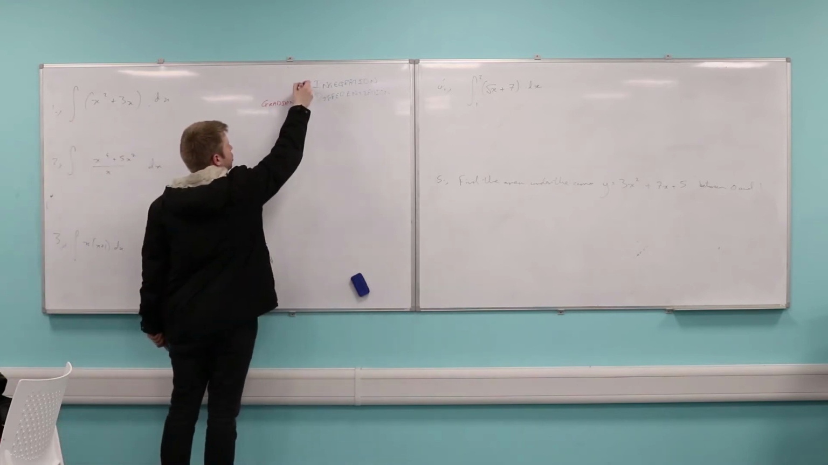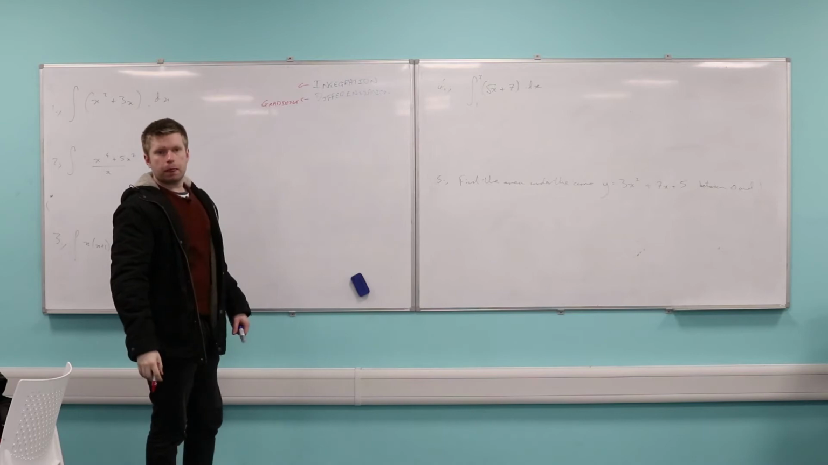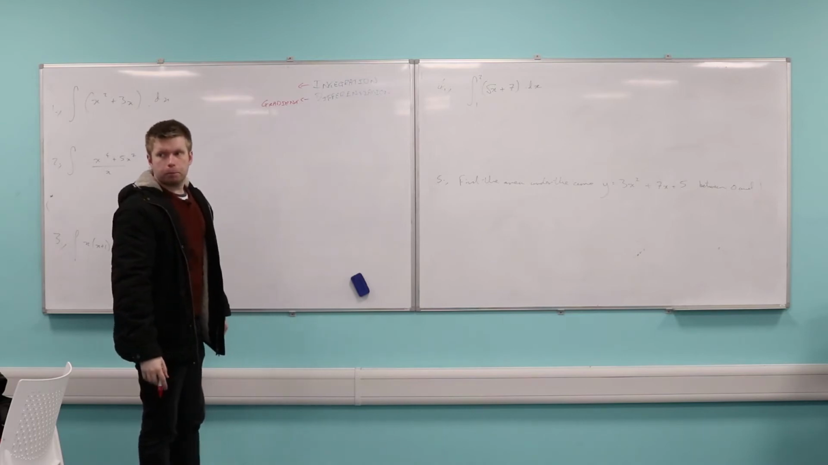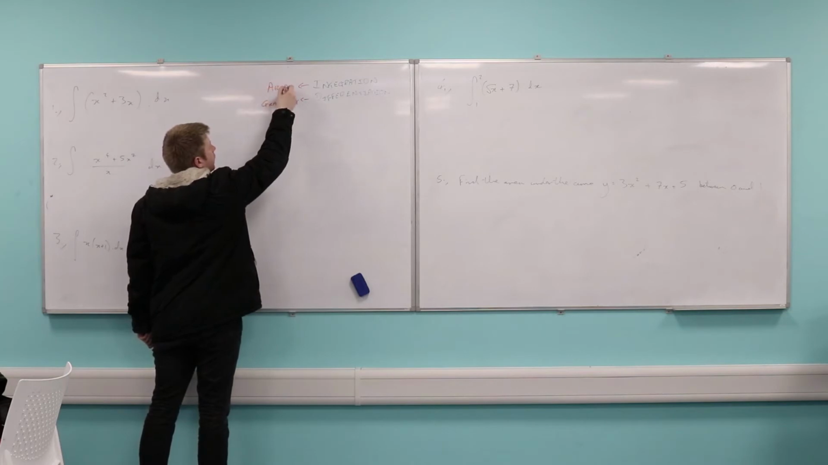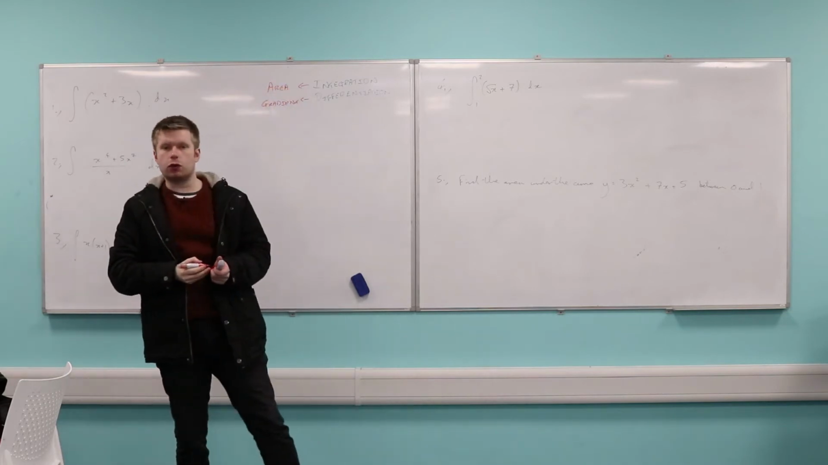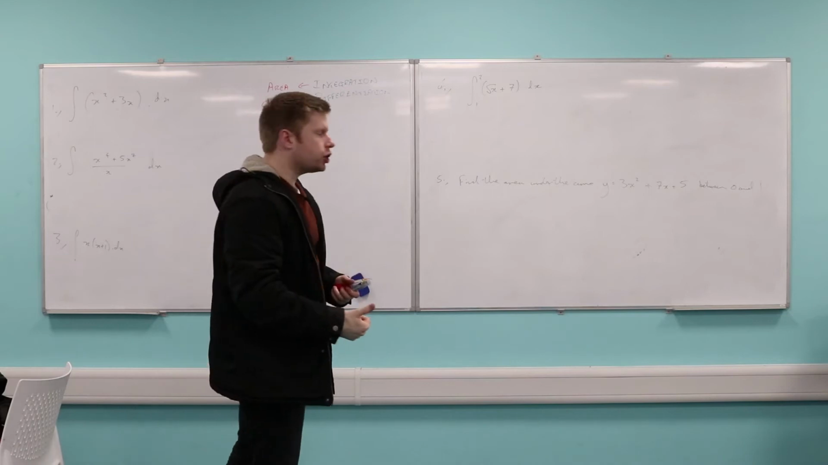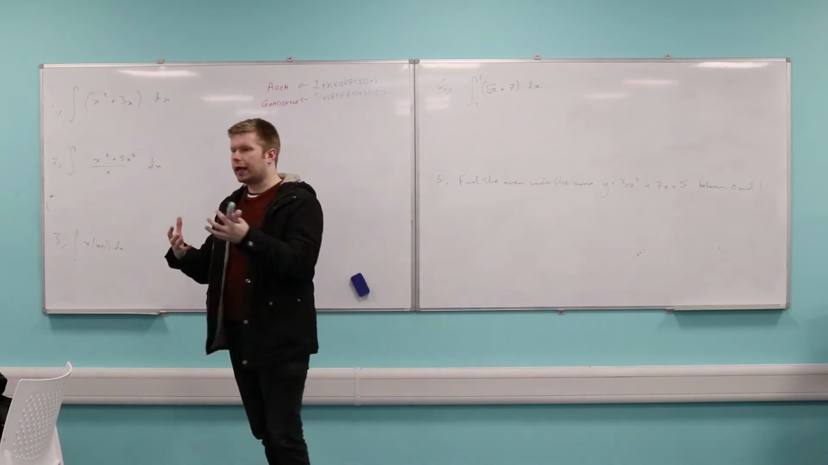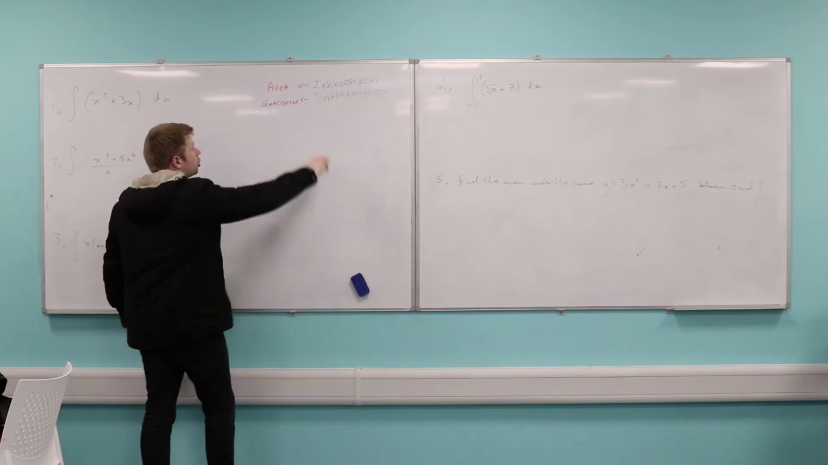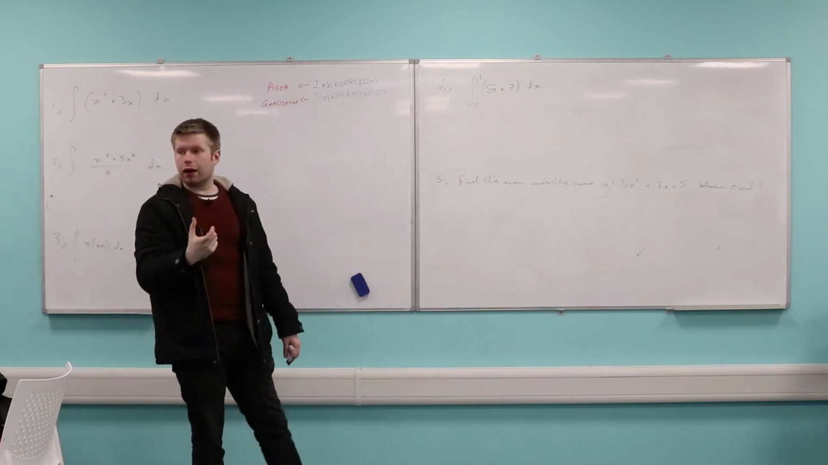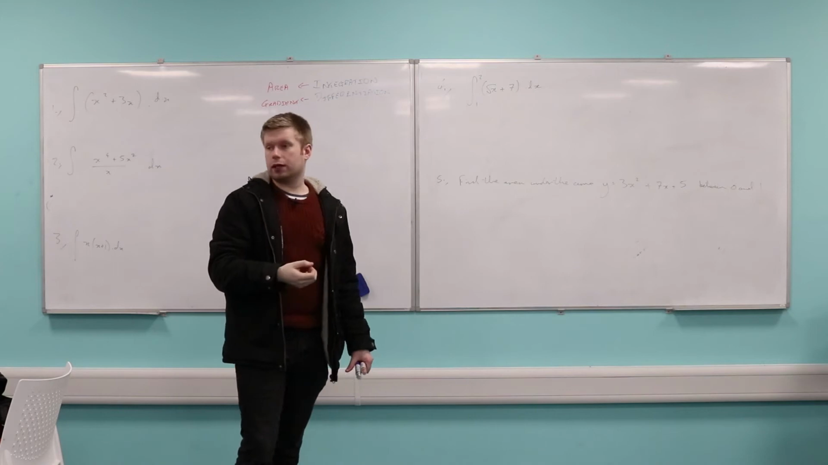What is integration to do with? Can anybody remember? Finding area. Good. Okay, so two completely separate ideas to do with curves. One, differentiation, is to do with finding the gradient, finding how quickly a function is changing at any particular point. Integration is to do with finding the area underneath that curve.